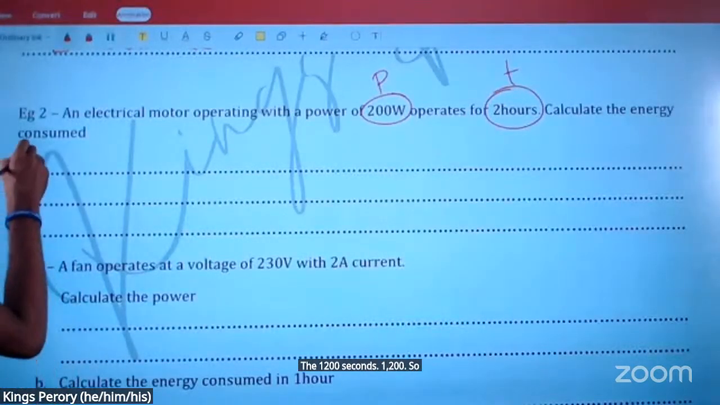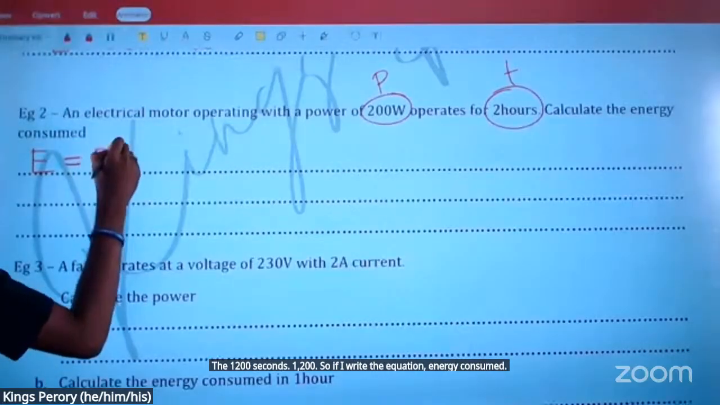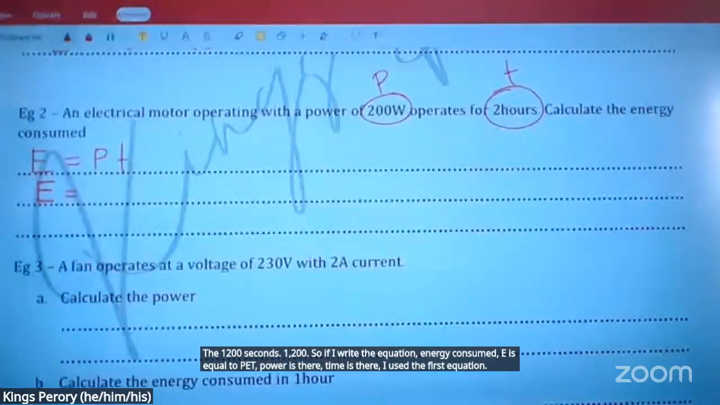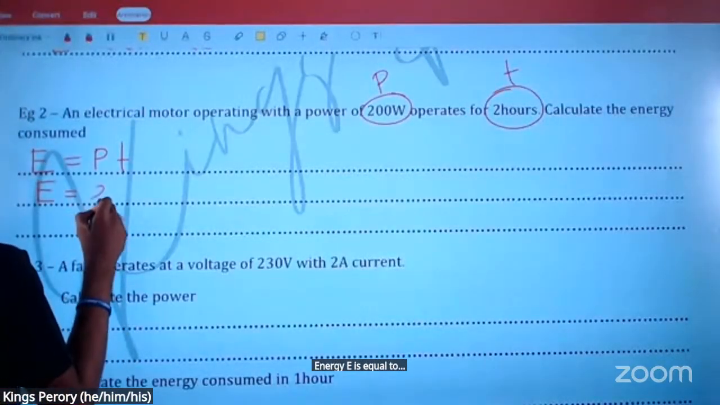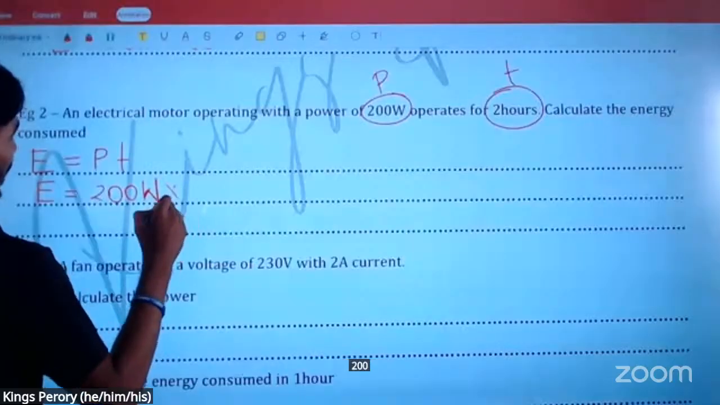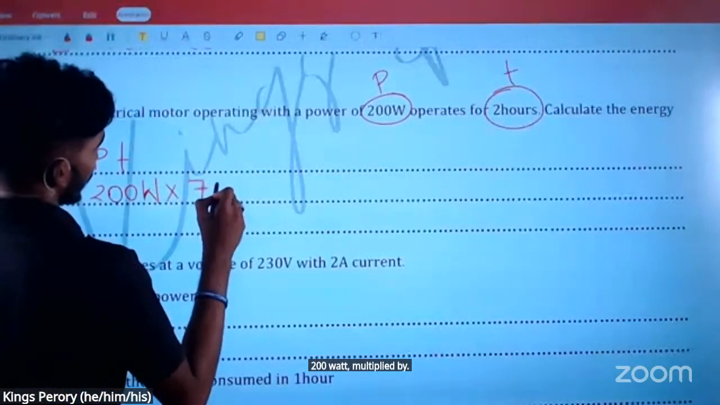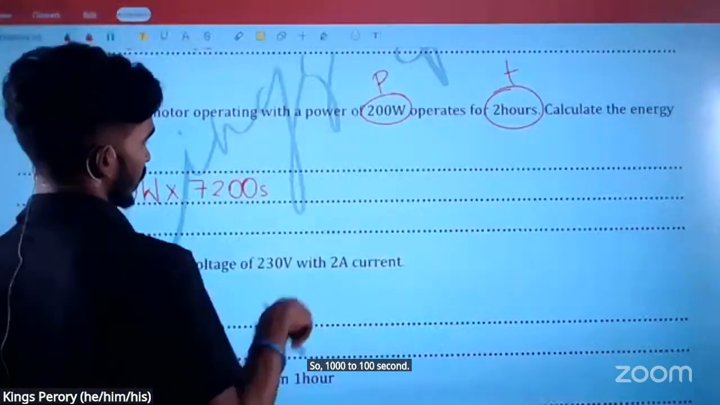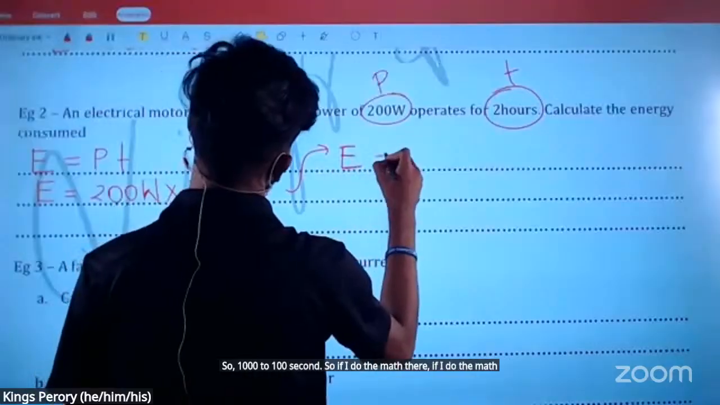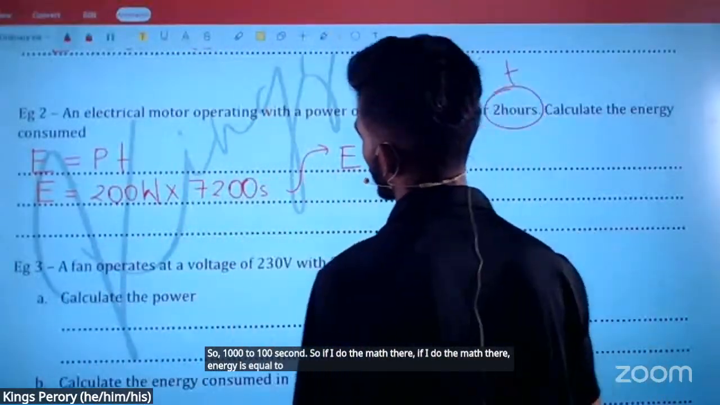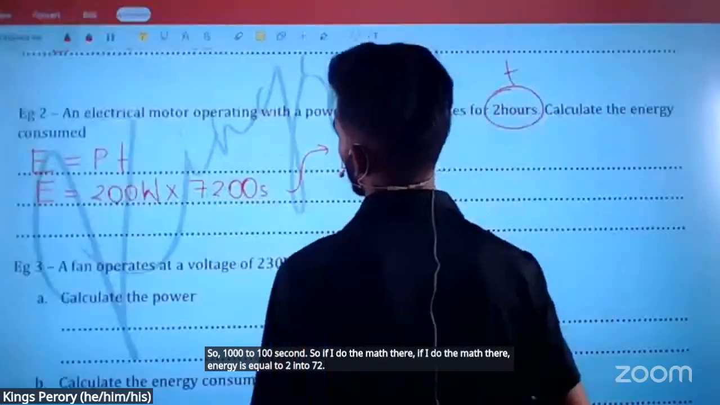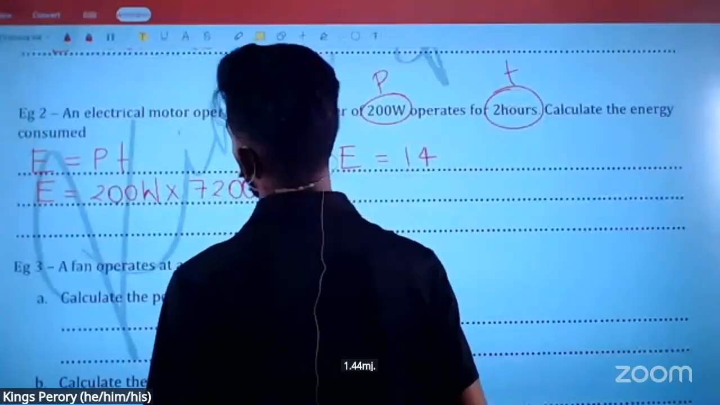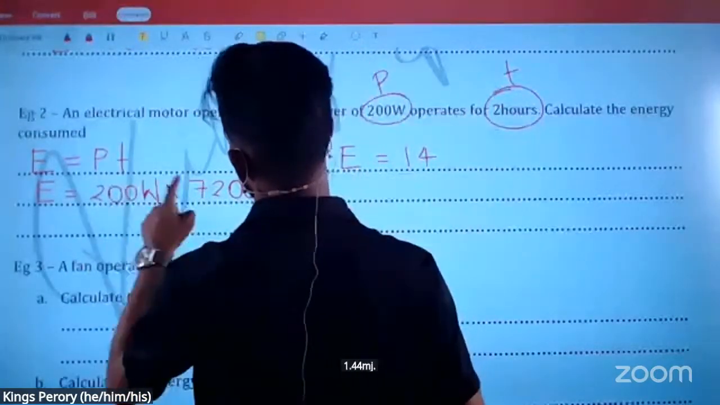So if I write the equation, energy consumed E is equal to P T. Power is there, time is there, so I use the first equation. Energy E is equal to power 200 watt multiplied by time 7200 seconds. If I do the math there, energy is equal to 2 into 72, 144.